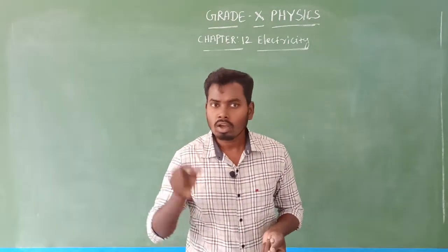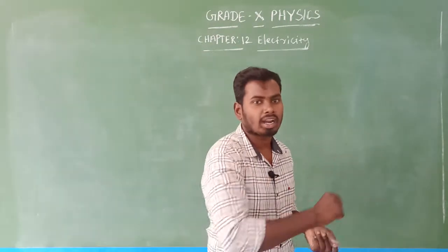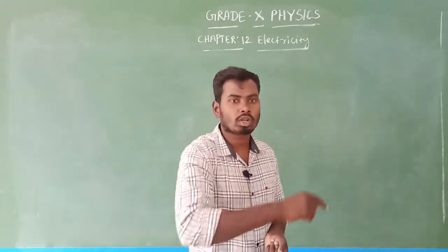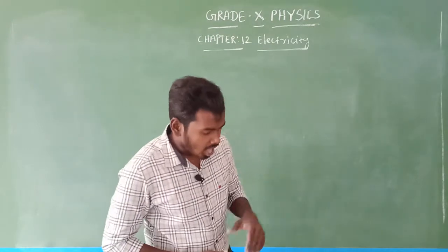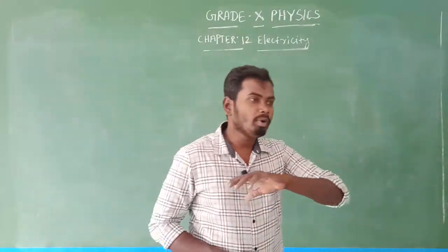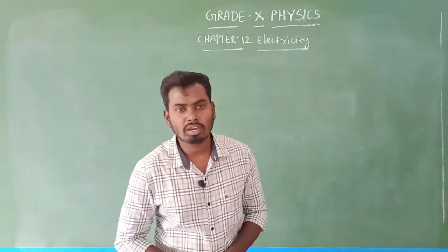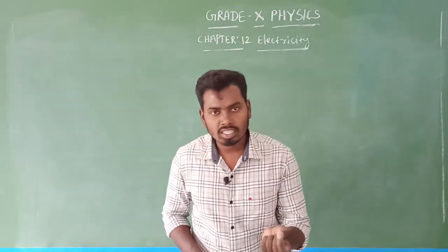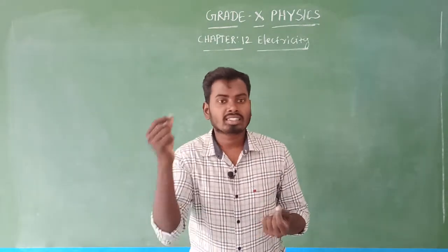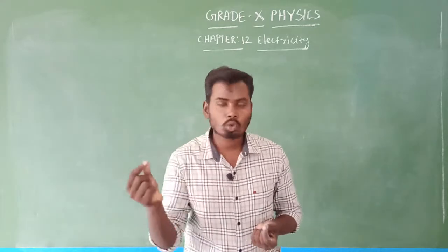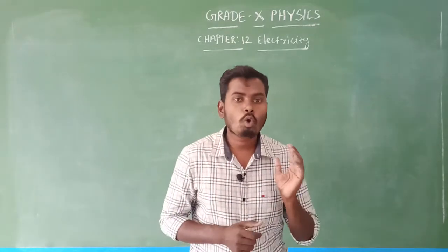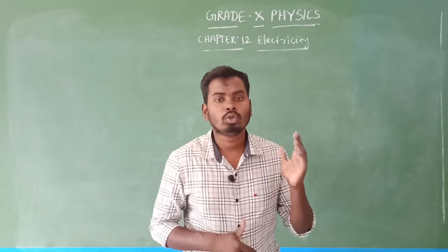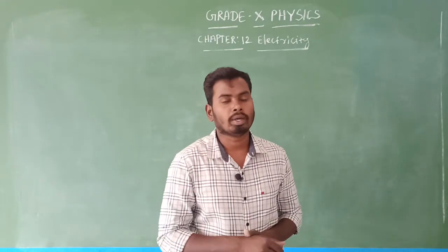Am I right? Few things only conduct the current, which means allows the current to pass through them, whereas other few things are not able to conduct the current. Just a few things conduct the current, whereas most of the things, they do not allow the current to pass through them.